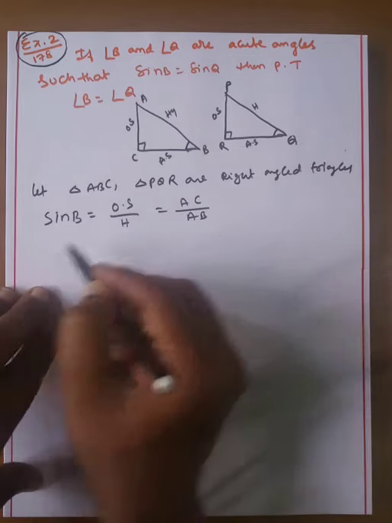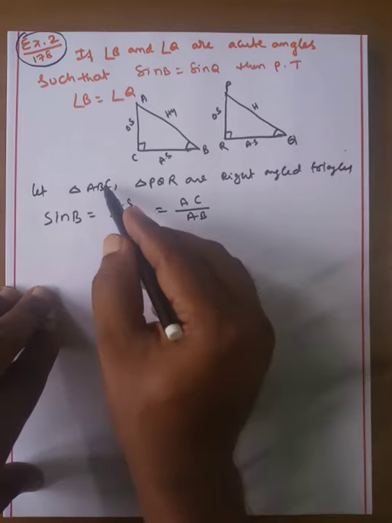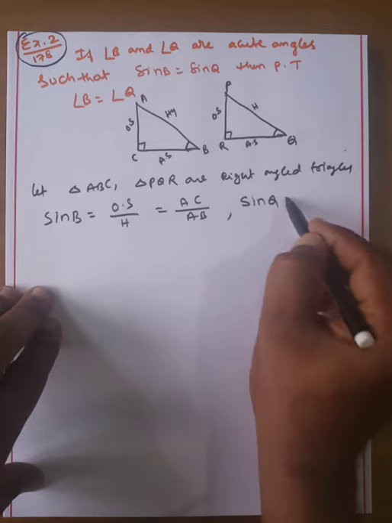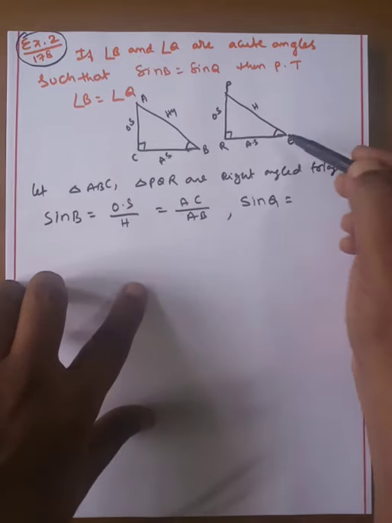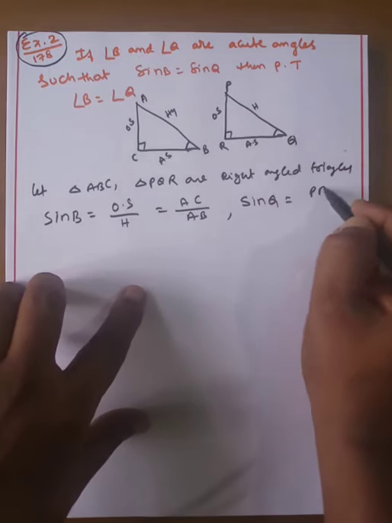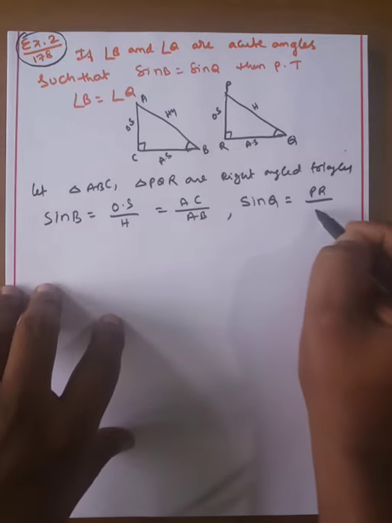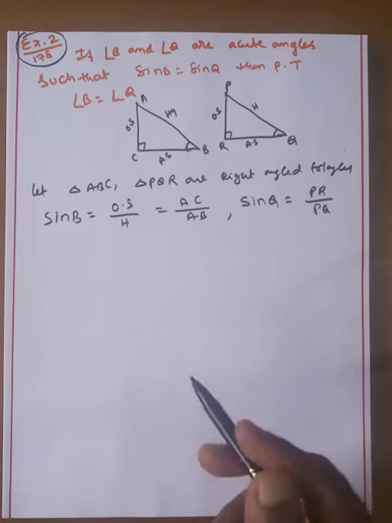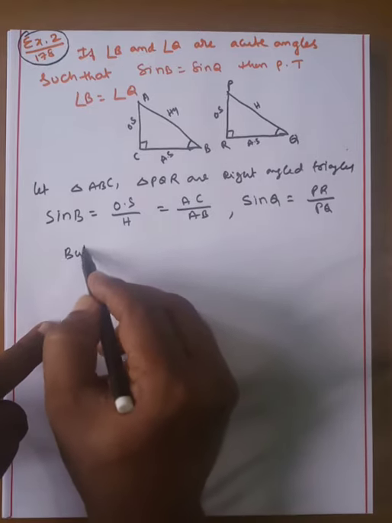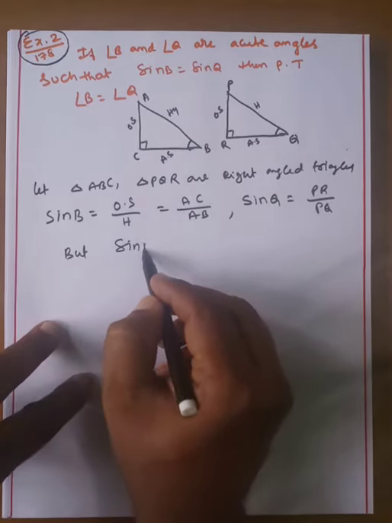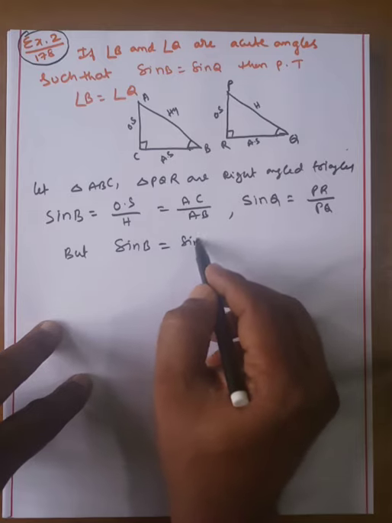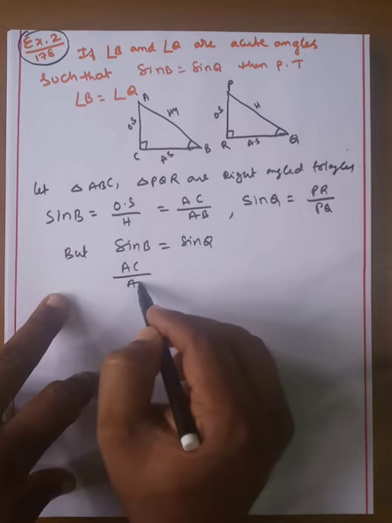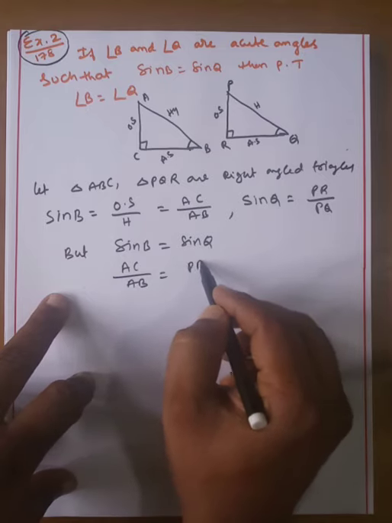Next, in this triangle, sin Q, with the same formula, opposite side by hypotenuse: sin Q is PR by PQ. This is given, my dear students. Sin B is equal to sin Q. That is, AC by AB is equal to PR by PQ.